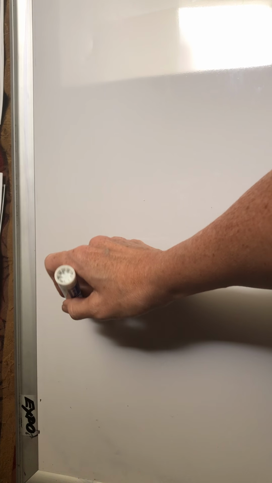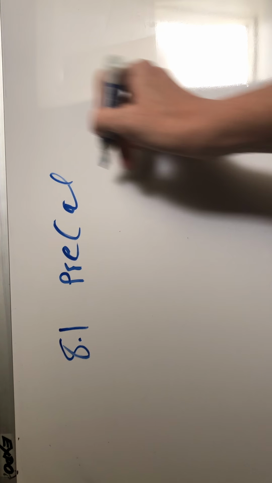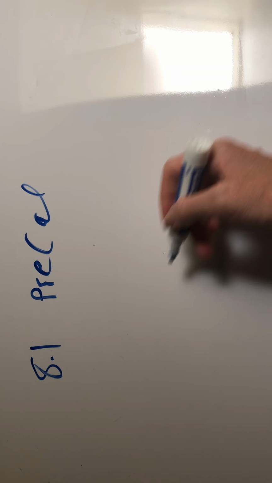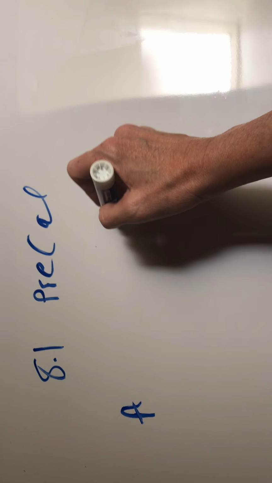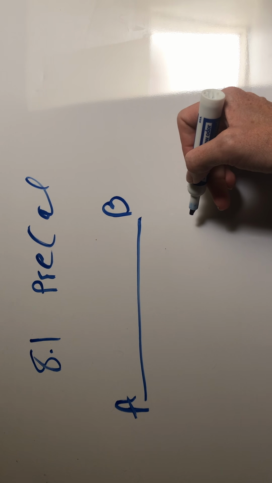Okay, so this is for the second part of 8.1 for pre-cal. These are those word problems that you're going to see. One of them says something like points A and B are opposite sides of a lunar crater. So you've got A and B here, and they're opposite sides, so you can draw that.